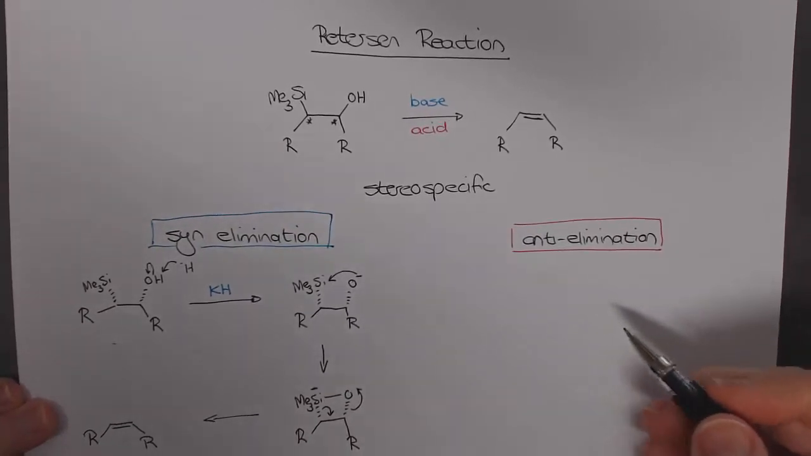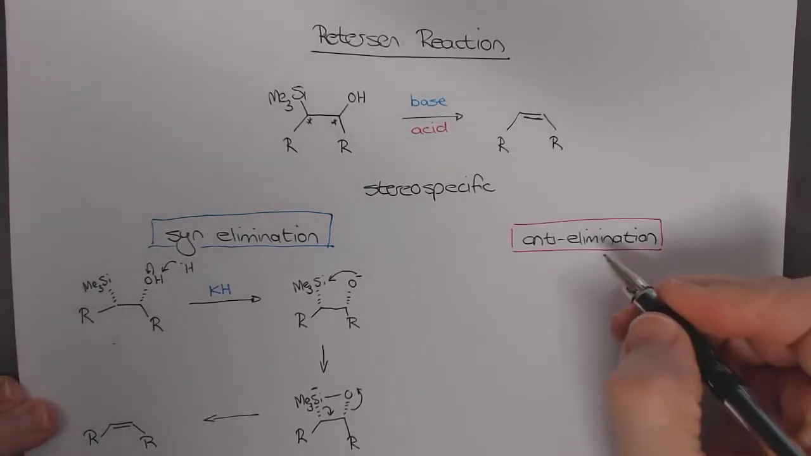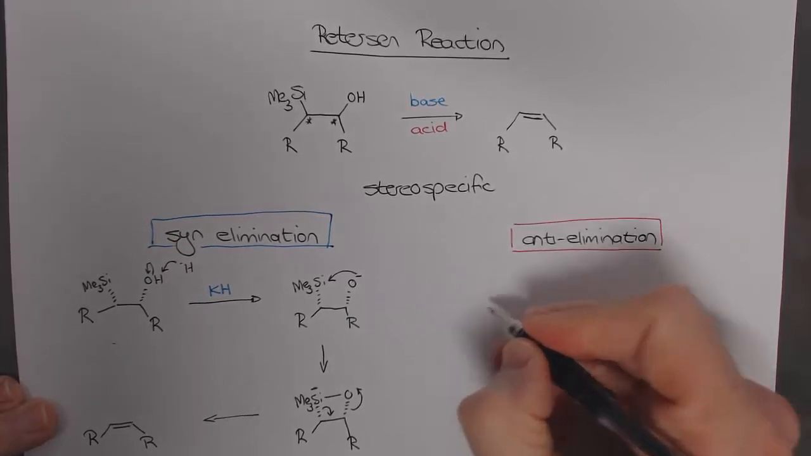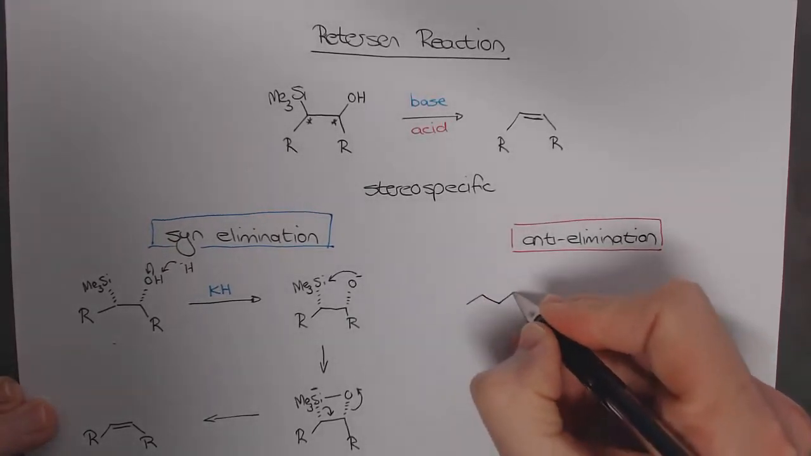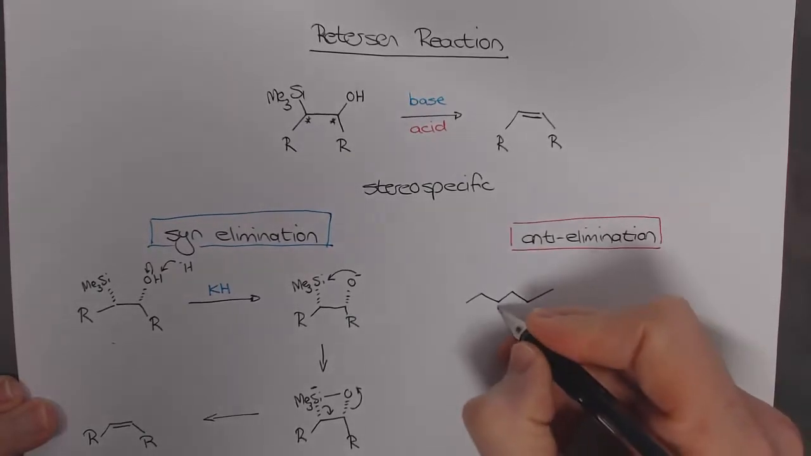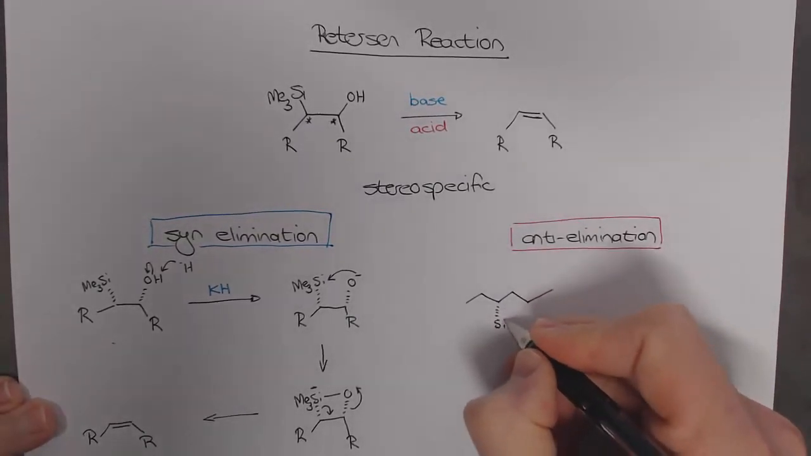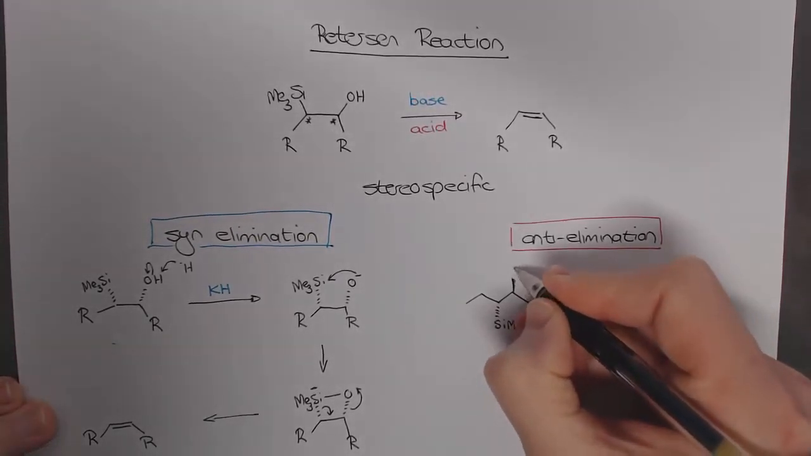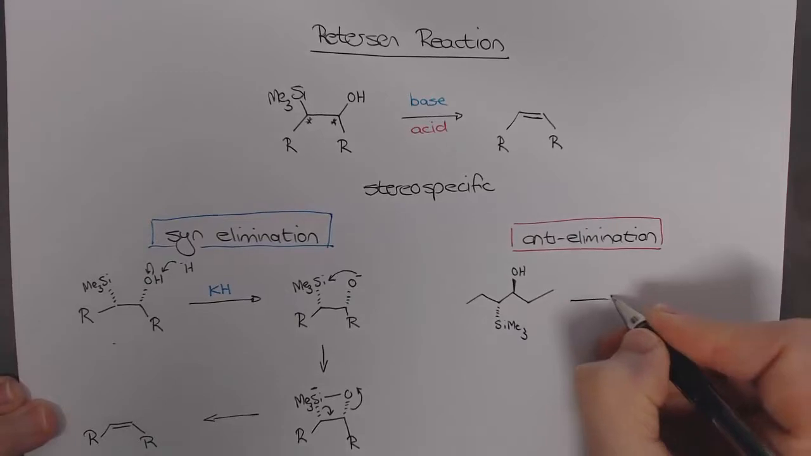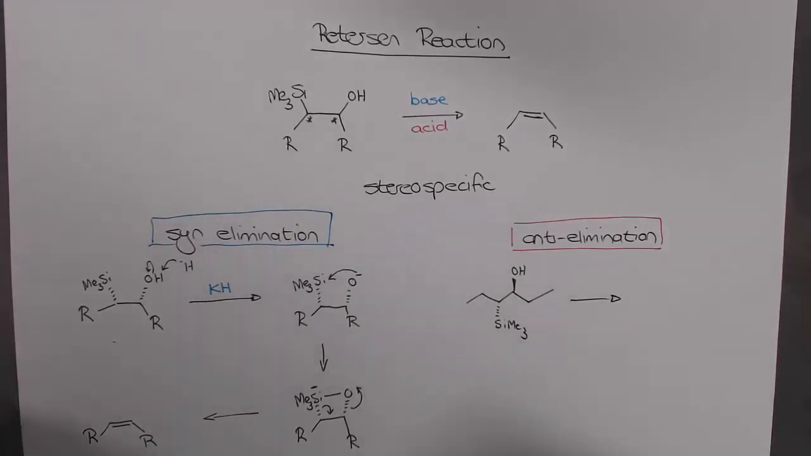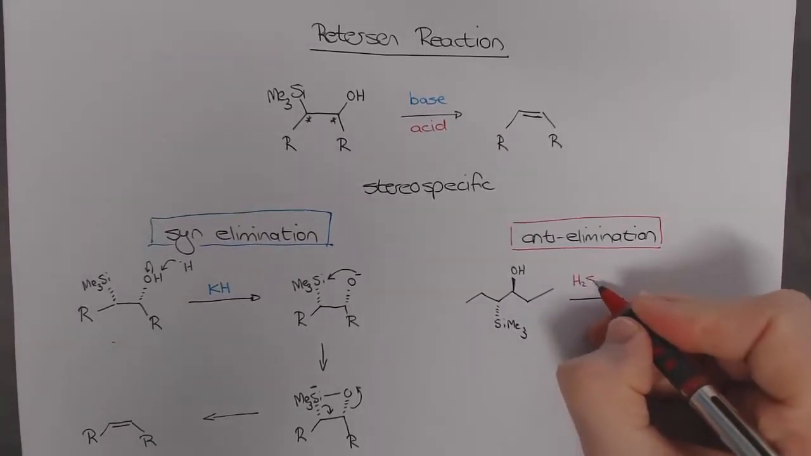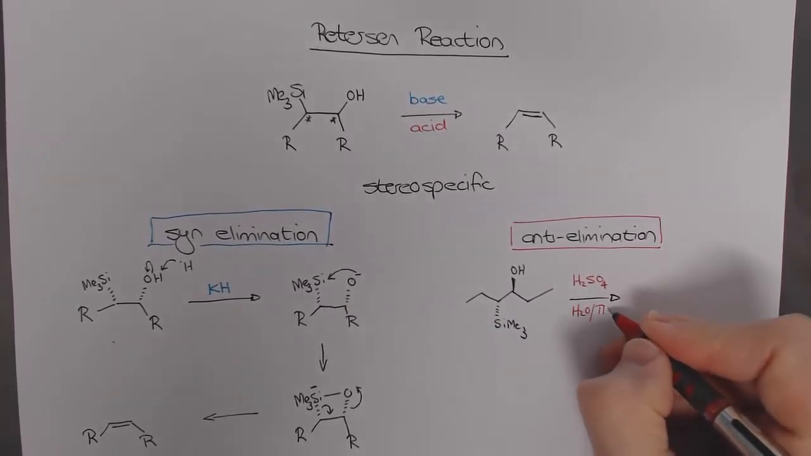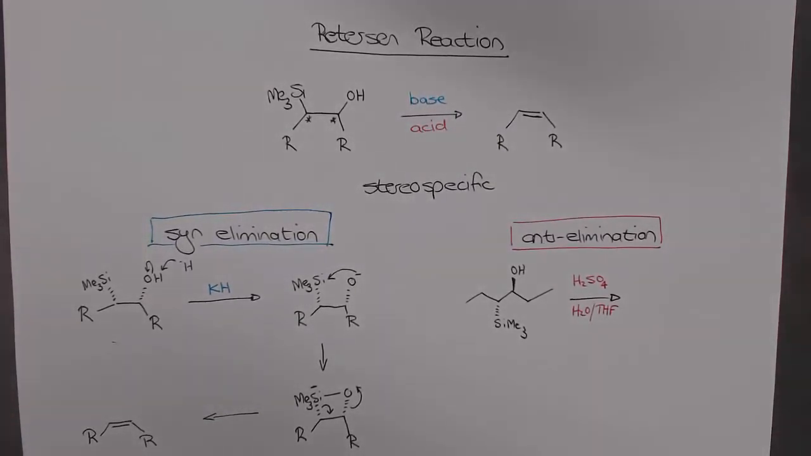For anti-elimination, the two leaving groups need to be on opposite sides, and the mechanism of this goes something like this. So we just take an alkyl chain like that. We can put a silicon facing down and an OH facing up. Now these are under acidic conditions, and the most common acid that's used in this reaction is H2SO4. Typically this is just done in a water and THF solution.